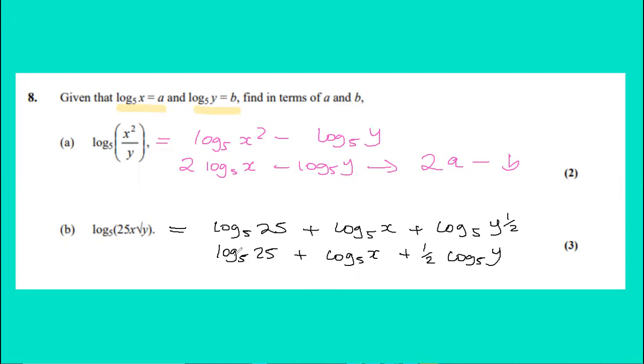Okay, so this here is just 5, because 5 squared is 25, so we know it's 5 to the power of 2, so it's 2. This here is a, and that's a half, and this bit here is b, and that's your answer to part B.